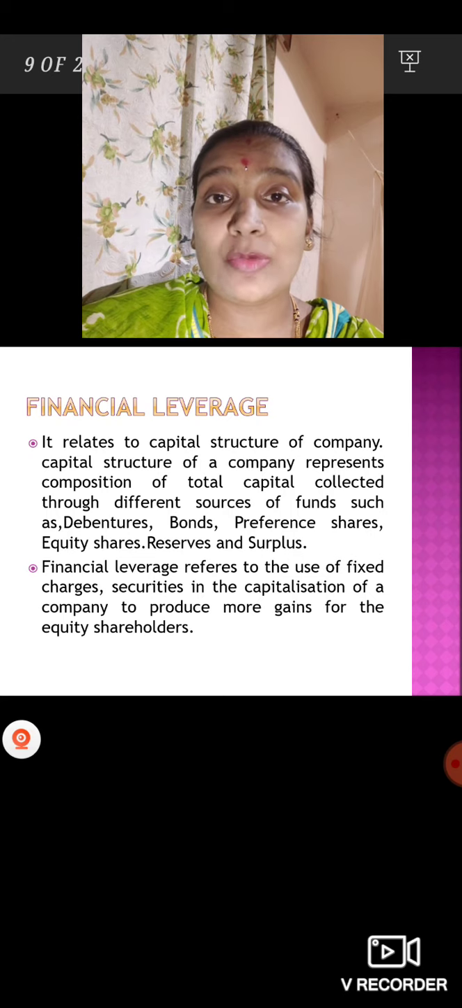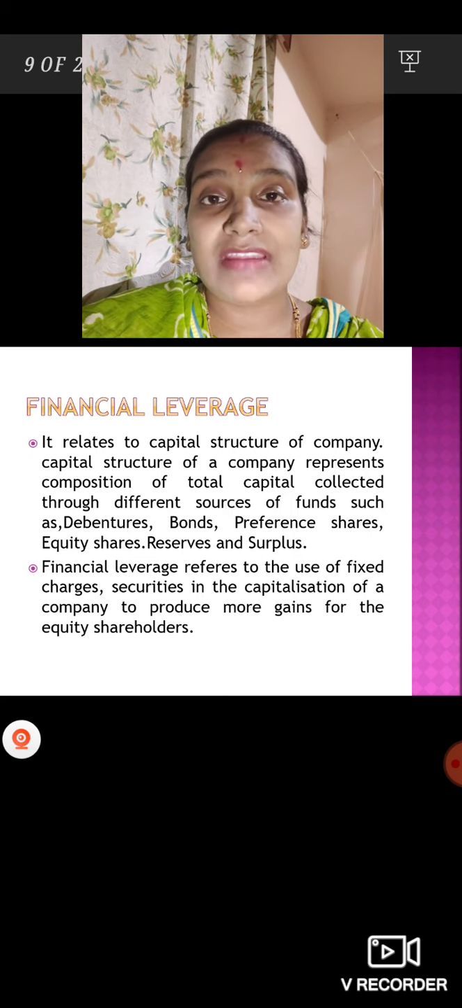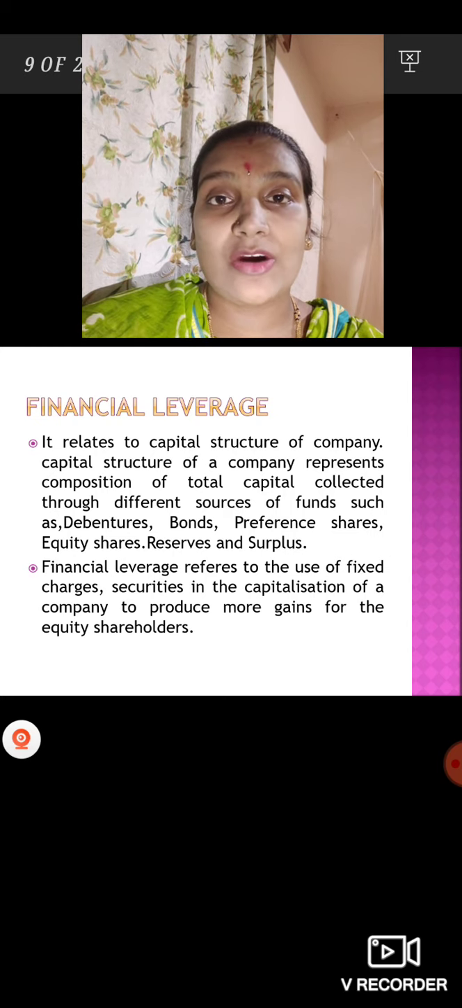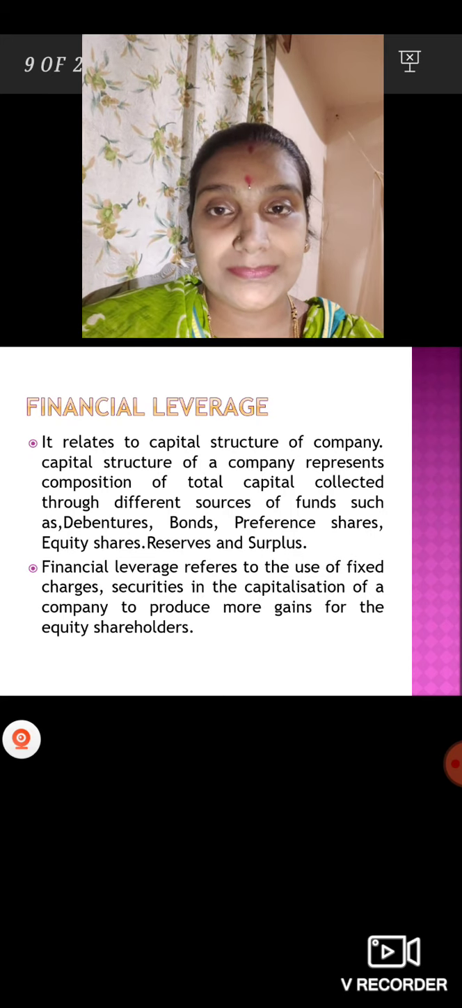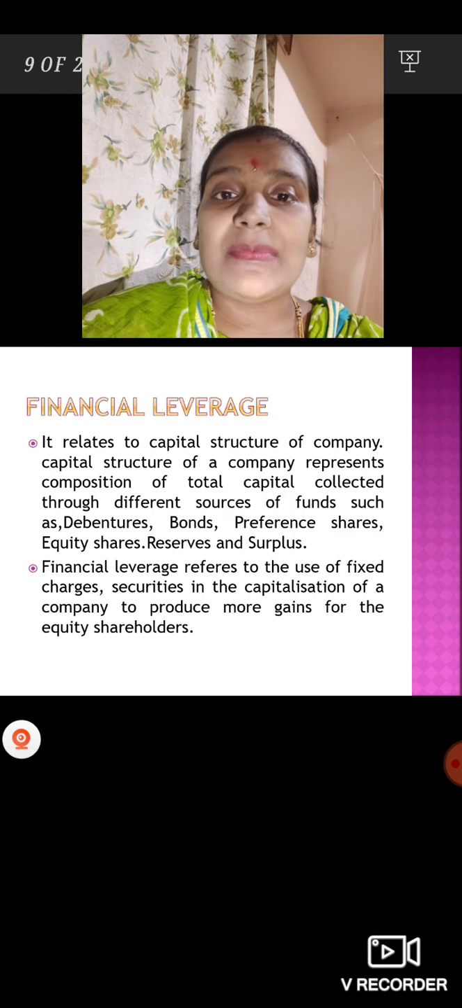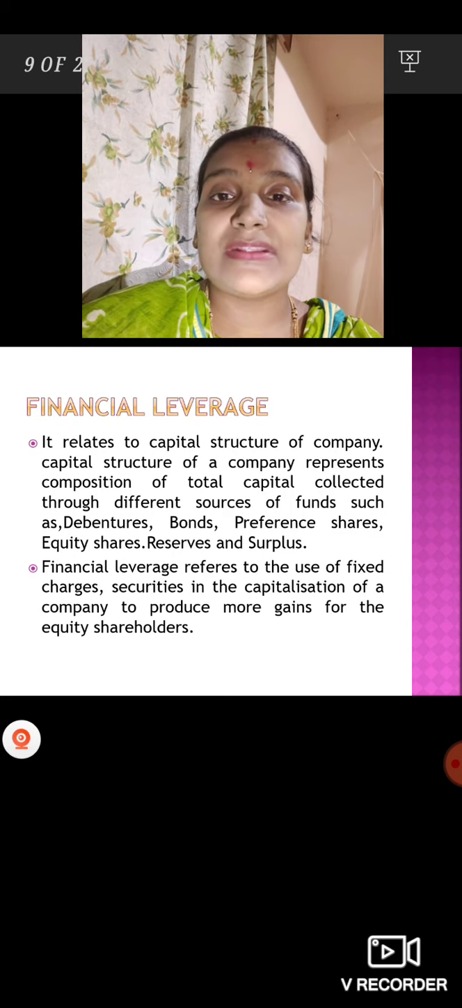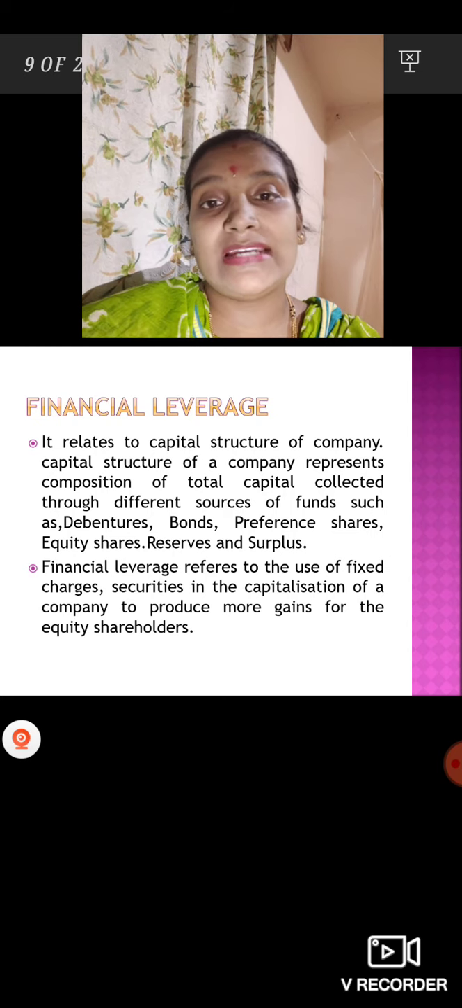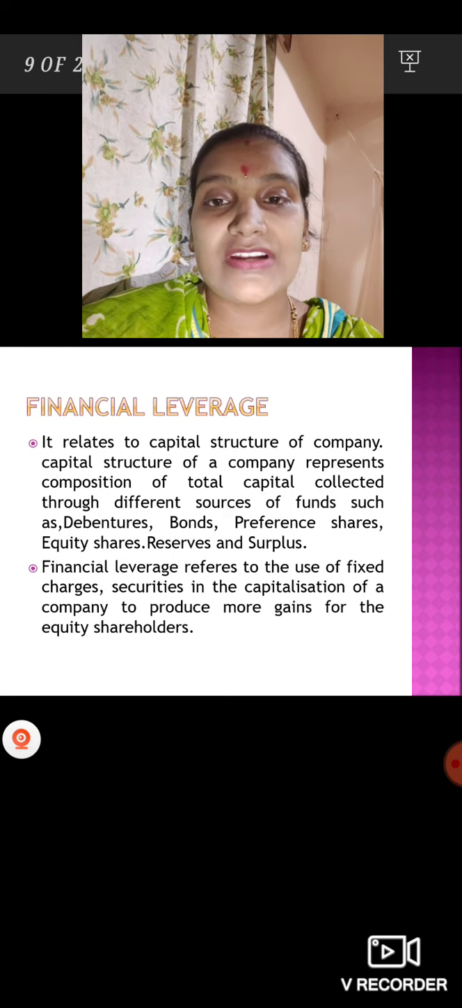Capital structure will normally have three types. Either the company may have equity shares and preference shares, or the company may have preference shares, equity shares and debentures, or the company may have all three in combination: equity shares, debentures as well as preference share capital. Financial leverage completely depends upon the capital structure of the company. Capital structure represents the composition of total capital collected through different sources. The different sources, as I said, are debentures, bonds, preference shares, equity shares, reserves as well as surplus.